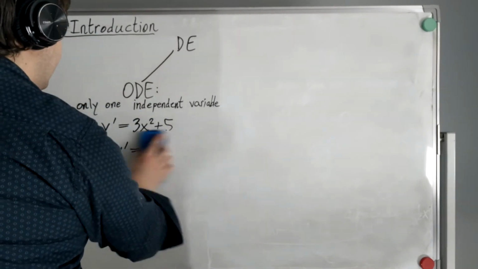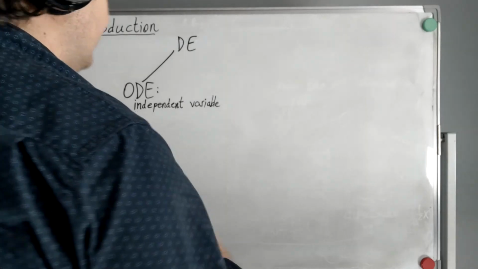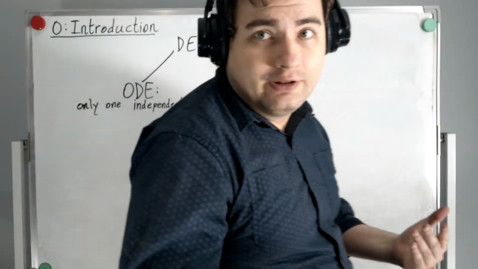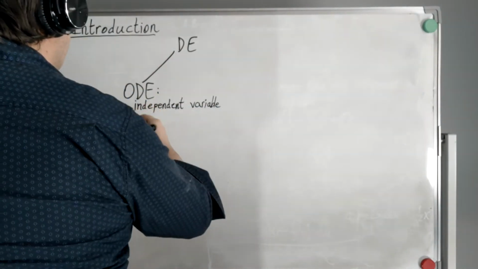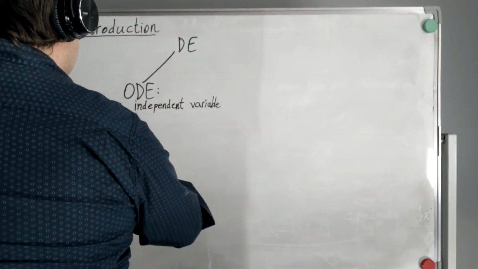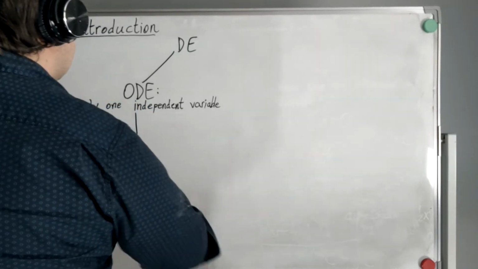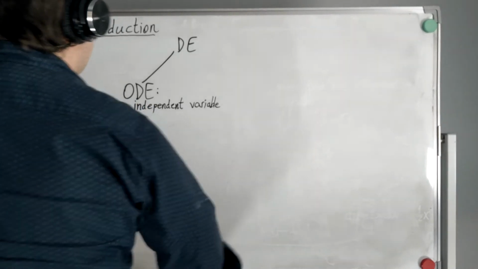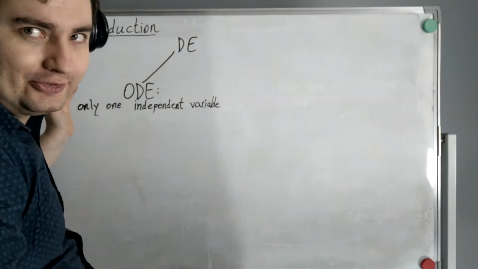Now, the next step in classifying ordinary differential equations is what is the order of the differential equation. So, next up we could have order. Well, you can have as high order as you want.